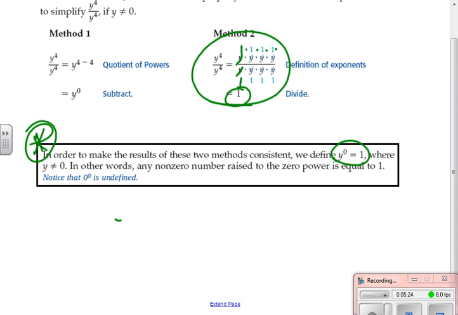So for example, if I had something like 5x to the 2nd, y to the 7th, z to the minus 3, all to the 0 power, notice where the parentheses are, that big mess equals 1. And that's all I have to worry about.